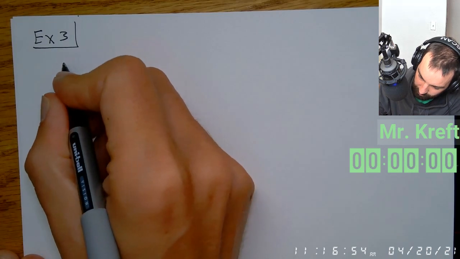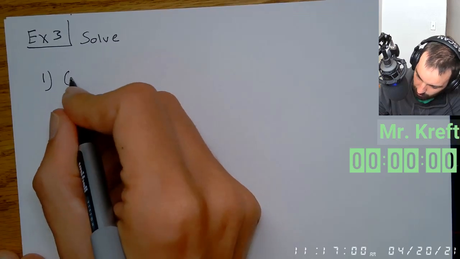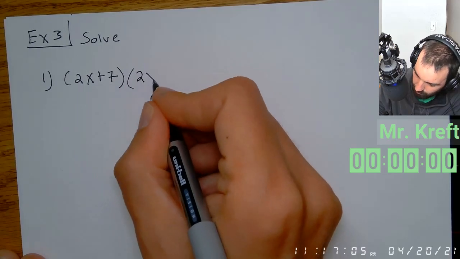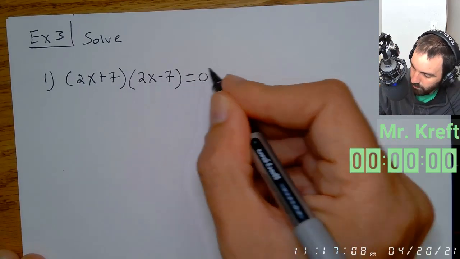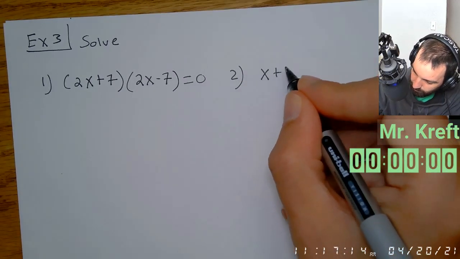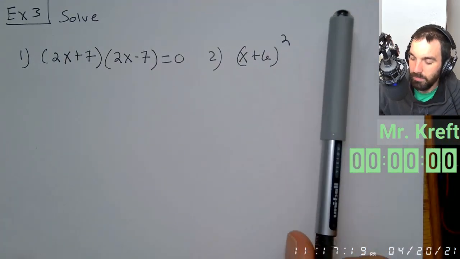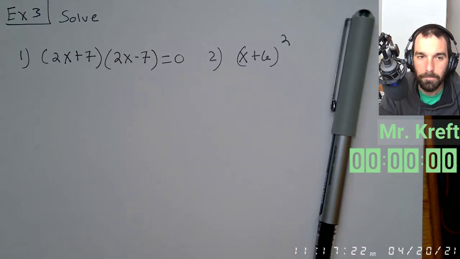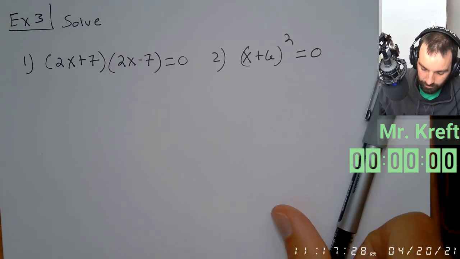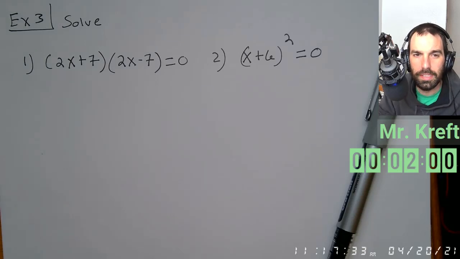So we're going to solve, and here's the first one. So this one's just going to have a little bit more algebra in it. And then the second one. Okay, so those are the 2. Oop, I've got to set that equal to 0 though, don't I? So let's try this and see what we can get.